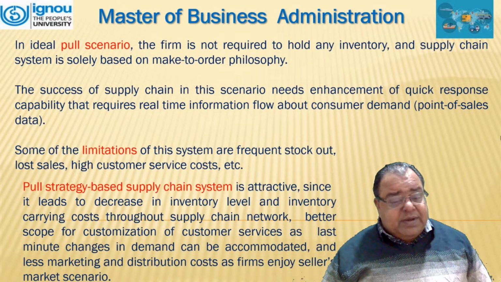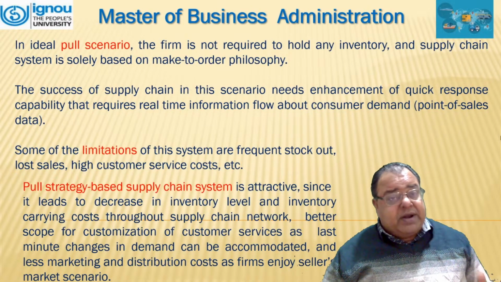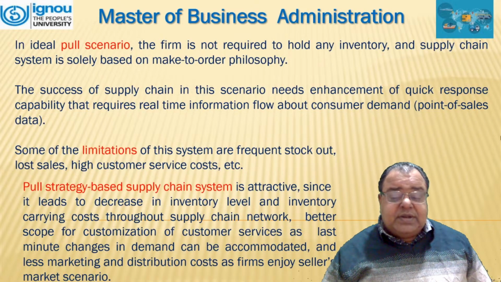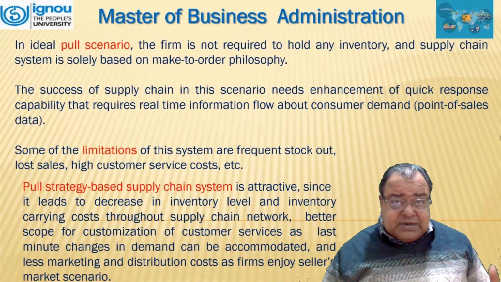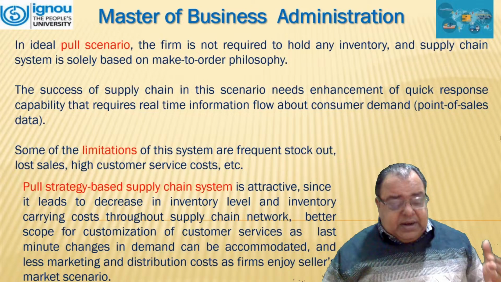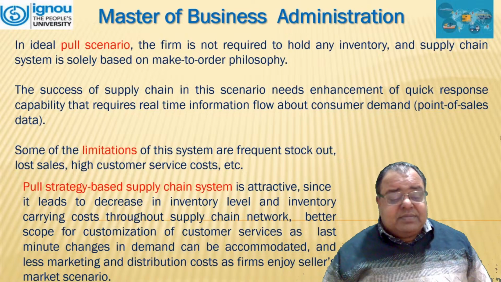Pull strategy based supply chain system is attractive since it leads to decrease in inventory level and inventory carrying cost throughout the supply chain network, better scope of customization of customer service as last minute change in demands can be accommodated, and less marketing and distribution costs as firms enjoy a seller's market scenario.